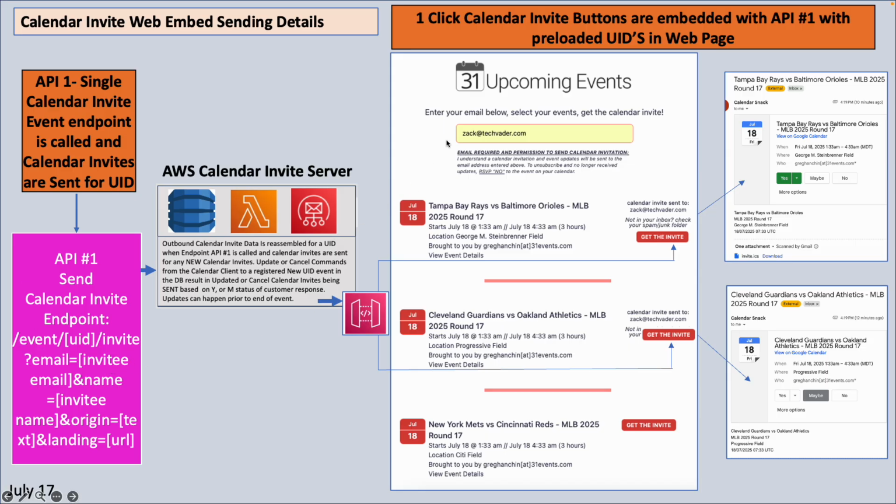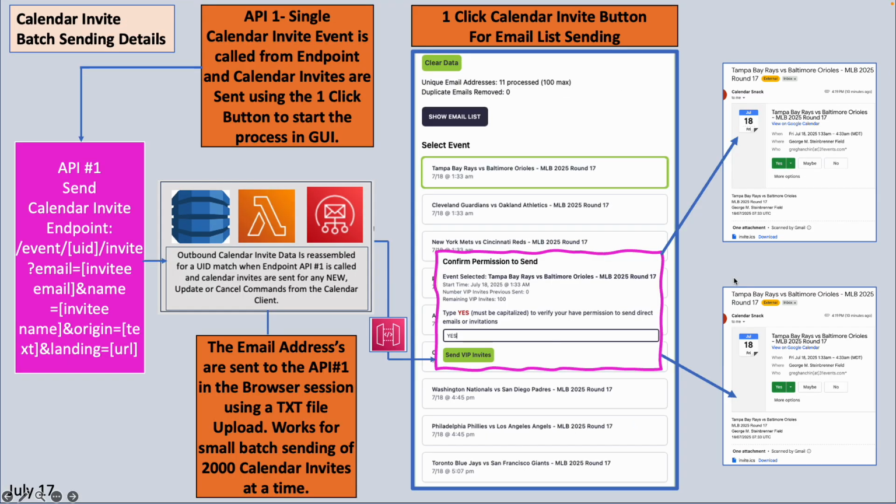So what happens when we embed these calendar invites into web pages and people put in their email address, they click the buttons to get the calendar invite, and we track that data. It's the same way for outbound calendar invite data if it's reassembled for an API call to a batch list as well. So the same API is being used.